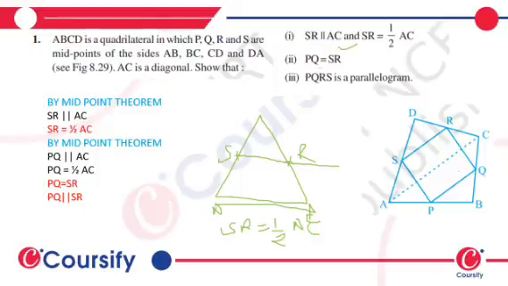Similarly, in triangle ABC, PQ is parallel to AC because P and Q are the midpoints of sides AB and BC. So the line formed by joining these two midpoints will be parallel to AC, and similarly PQ will also be half of AC. Since both are half of AC, SR and PQ are equal. SR is parallel to AC and AC is parallel to PQ, therefore SR is also parallel to PQ. So we get that SR is parallel to PQ and also equal to PQ.